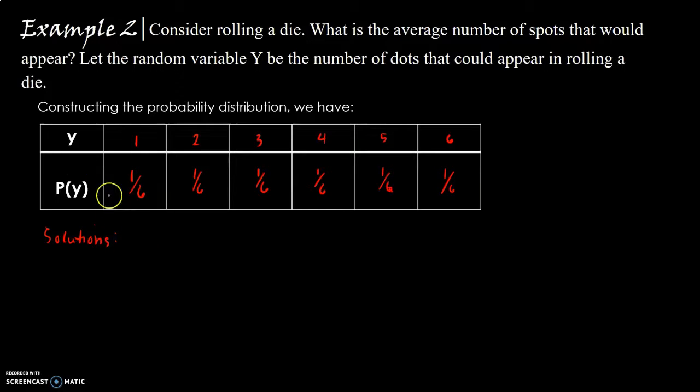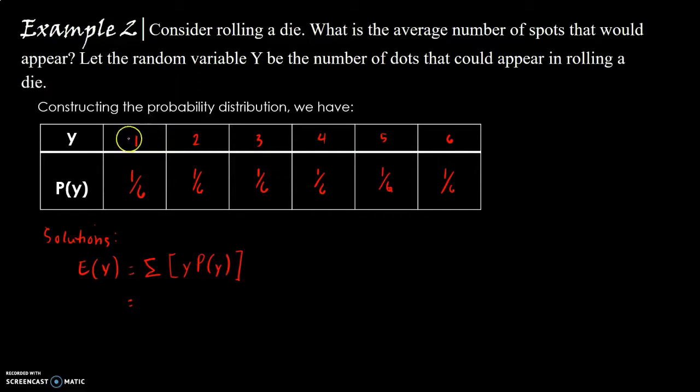Now the formula in finding the mean of the random variable is given by the summation of the product of the y and its corresponding probability. Okay, so we have here the expected value of y is equal to the summation of y times the probability of y.